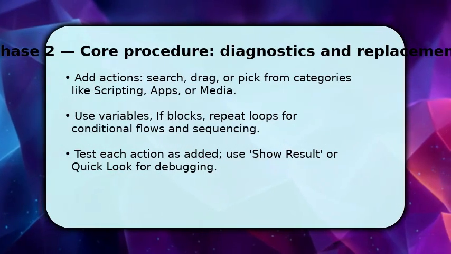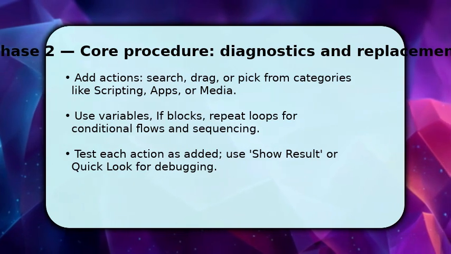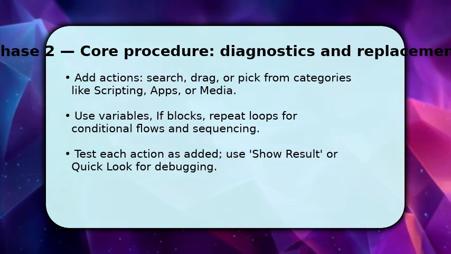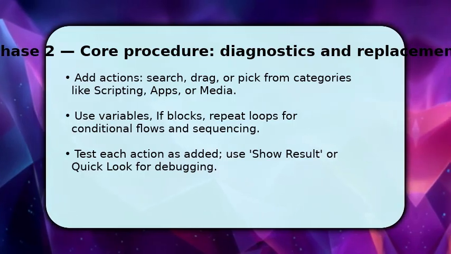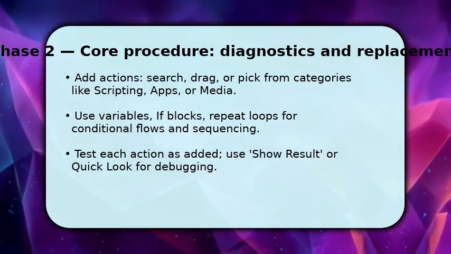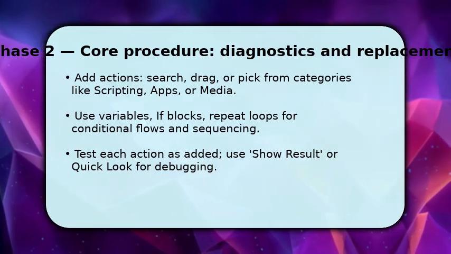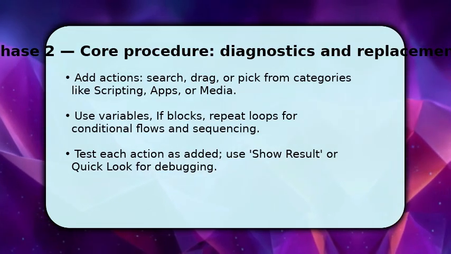Next, add the specific actions that perform work. Search or pick from scripting, apps, media, or web categories and wire them in order. Use variables to pass data and insert if blocks or repeat loops to handle branches. This is how you make the shortcut robust.